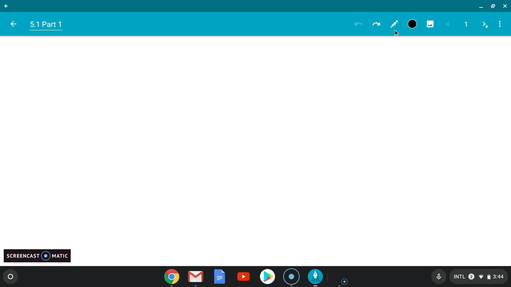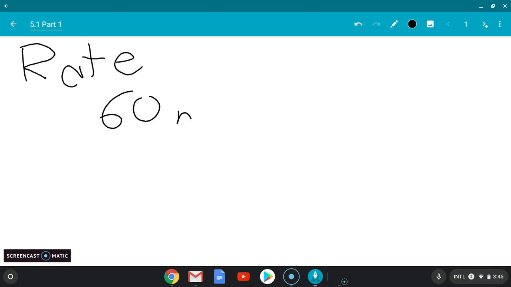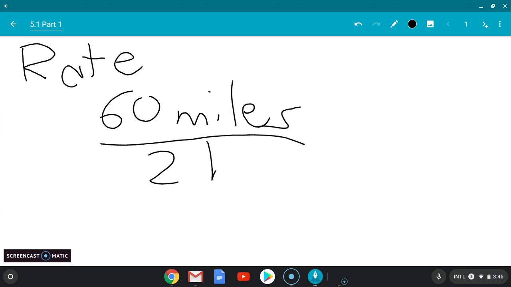Now, the next thing we have are rates. A rate is a type of ratio, but it's where you compare two things with different units. Let me give you an example. You're driving in your car and you go 60 miles in 2 hours. This is a rate. You're comparing two things with different units. One unit's miles and the other unit's hours.